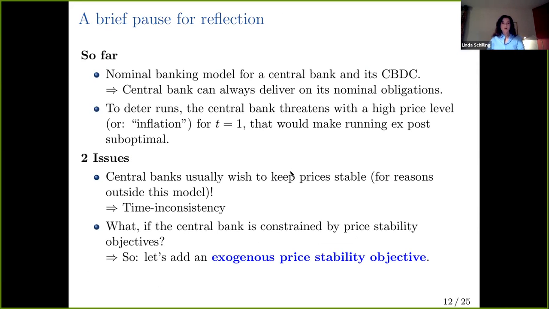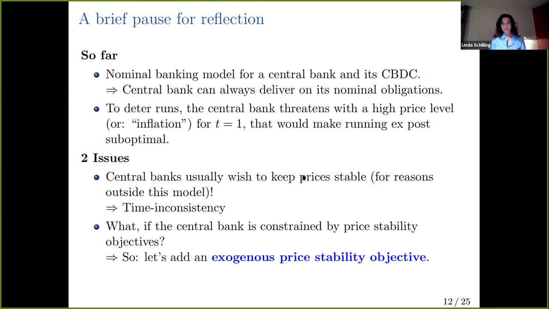Okay, so overall, what this shows is that in a nominal world, central bank runs manifest themselves in a different way, namely potentially in the form of runs on the price level. There are two issues with this so far. First of all, what I've shown you requires a strong commitment by the central bank to the policy that she announced at time 0. And naturally, with such policies, there are time inconsistency problems.